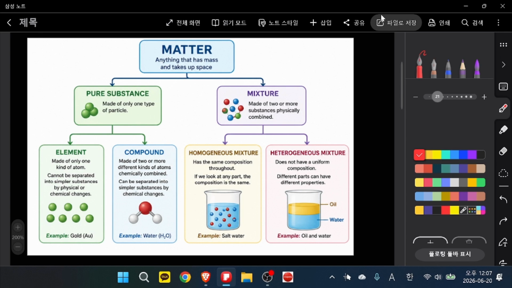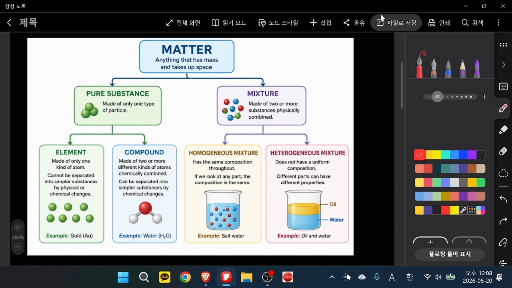Let's understand the difference between a physical change and a chemical change. A physical change changes the form or state of a substance, but it does not create a new substance. For example, when ice melts into water or water evaporates into gas, it is still H2O. The particles are the same, only their arrangement or state changes. A chemical change creates a new substance with different properties. For example, when iron reacts with oxygen and forms rust, a new substance is created.